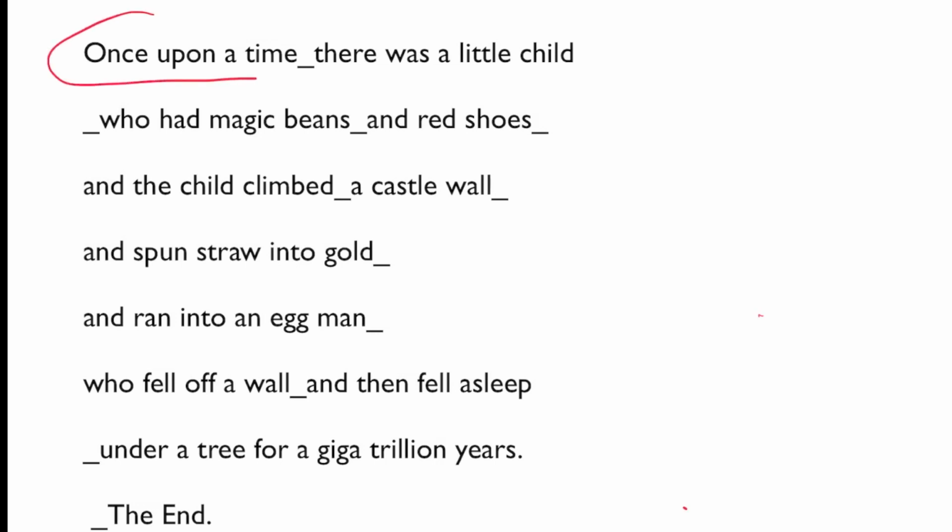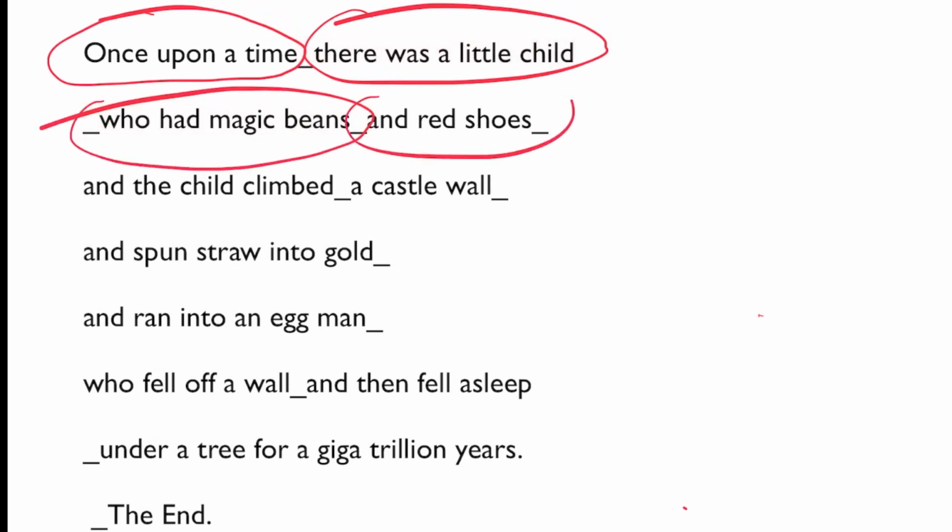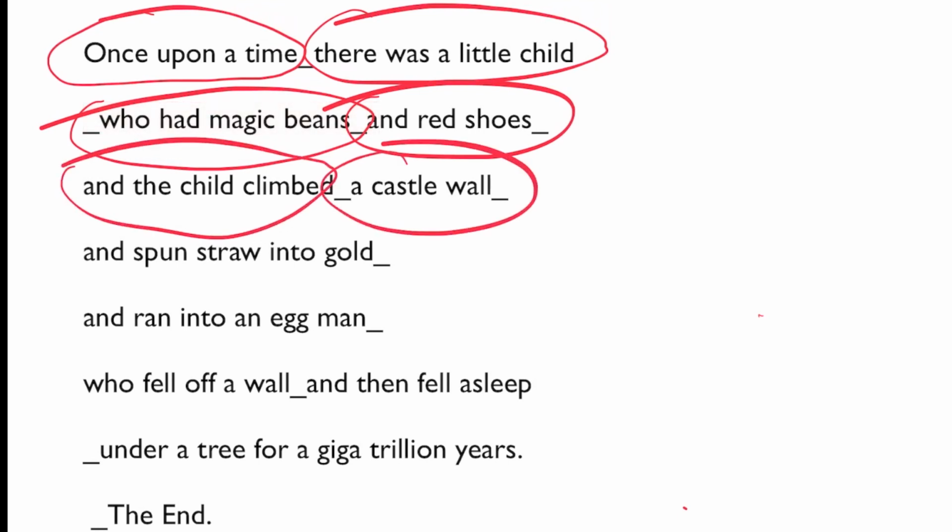When Siri was speaking, I just want to make some observations. Once upon a time is the first, what I would call, speech bubble. So once upon a time, there was a little child who had magic beans, all spoken together, and red shoes, and the child climbed a castle wall and spun straw into gold. So this is how Siri's speaking. Even though Siri's speaking fast, there are groups of words going along here.